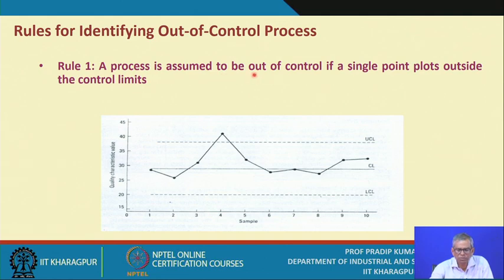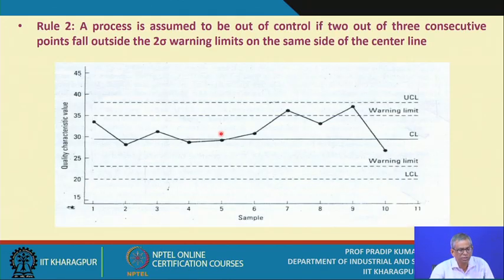A process is assumed to be out of control if a single point plots outside the control limit. So here all these sample points are plotted with the upper control limit and lower control limit. What you find is that the fourth point is plotted outside the upper control limit. So immediately you conclude that at this point in time something has gone wrong and the process may go out of control or might have gone out of control. So this is rule 1.